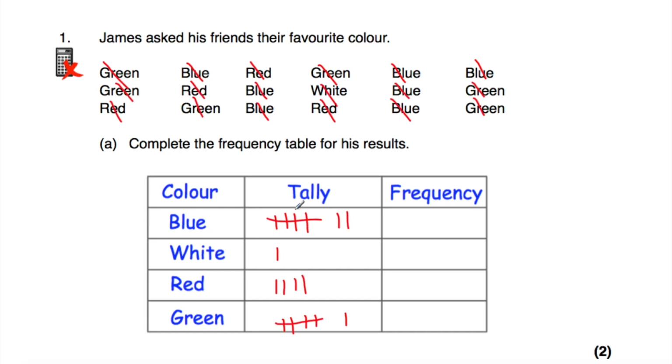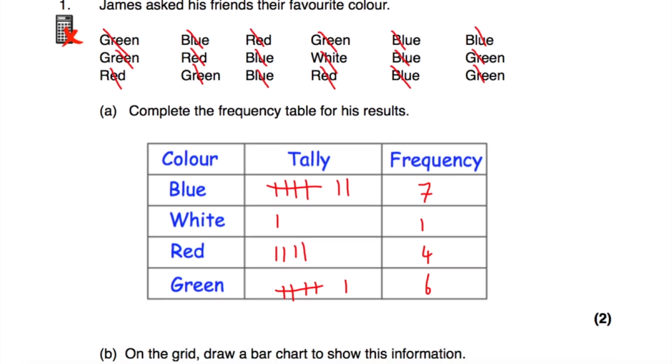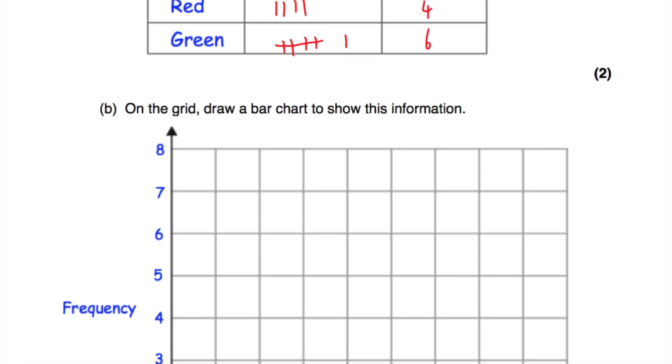So as you can see, we've completed the tally column. Now let's put in our frequencies. So 5 and 2, that's 7. Then we've got 1, 4 and 6. And let's just check. 7 plus 1 is equal to 8, plus 2 is equal to 12, plus 6 is equal to 18. And let's just check: 1, 2, 3, 4, 5, 6, and 3 rows of 6 would be 18. Fantastic. So we've completed the frequency table.